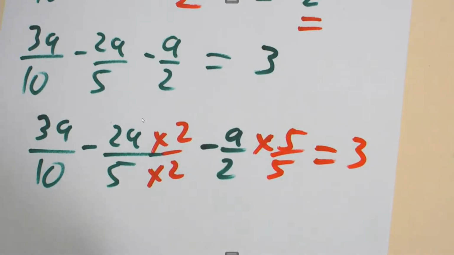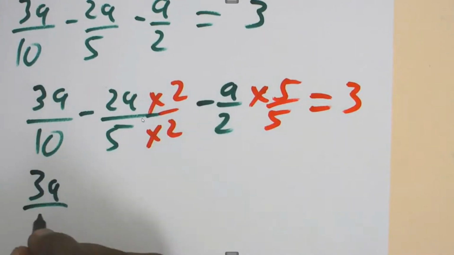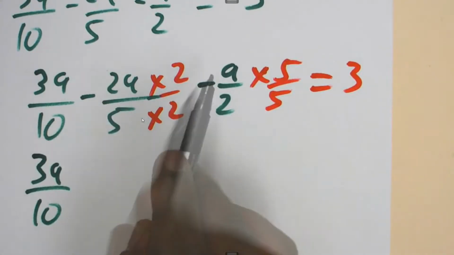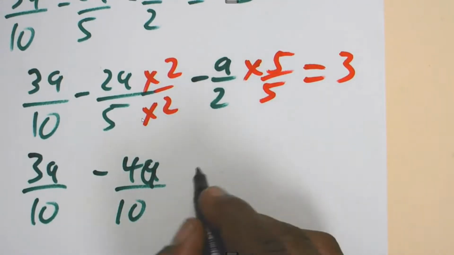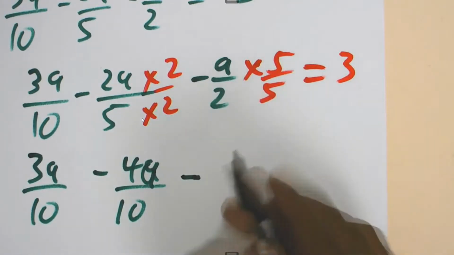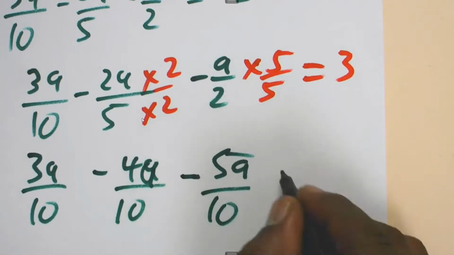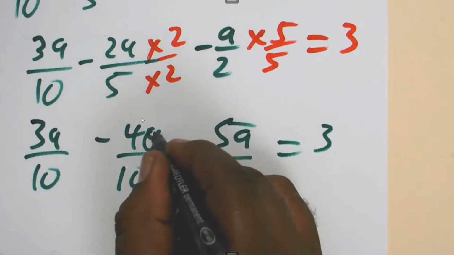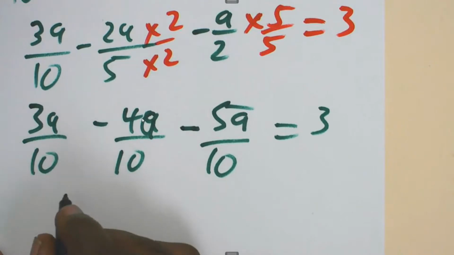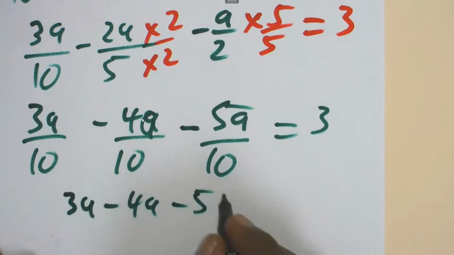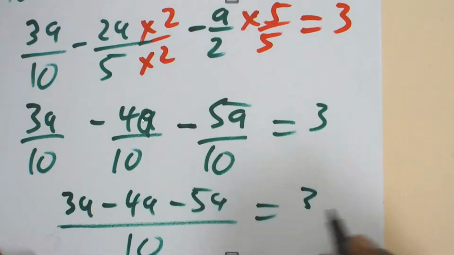Now we've got 3a divided by 10, minus 2a by 2 is minus 4a divided by 10. The base is the same now. Minus a by 5, 5a over 10, equals 3. Now we've got our commonality, the base. The foundation has been laid. The denominator is 10. We are happy with that. Now we can do our mathematics: 3a minus 4a minus 5a, everything over 10, equals 3.